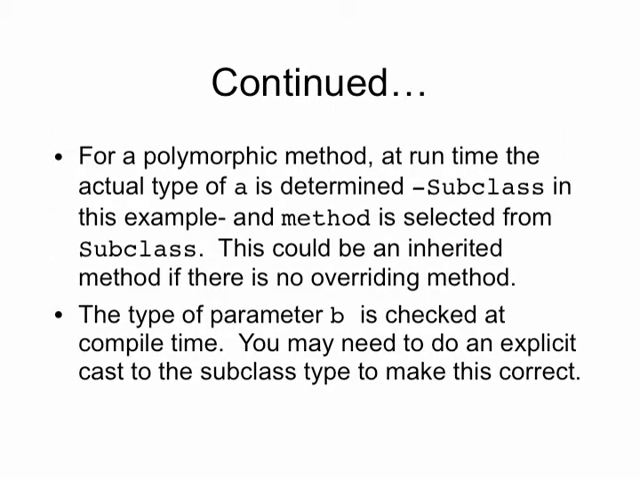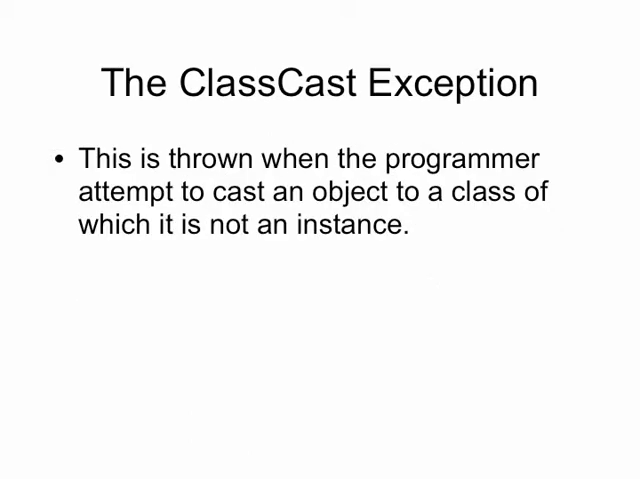So for a polymorphic method, at runtime the actual type of A is determined, in the subclass in this example, and the method is selected from the subclass. This could be an inherited method of the superclass with no overriding method. That would be fine. The type of parameter B is checked at compile time, and again, you may need to do an explicit cast to make sure this is correct.